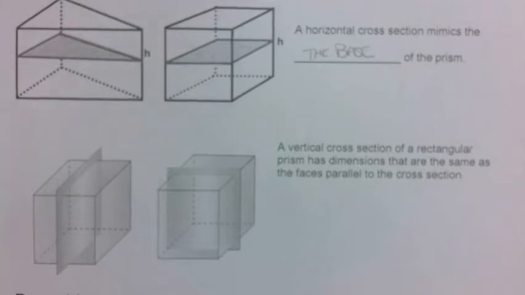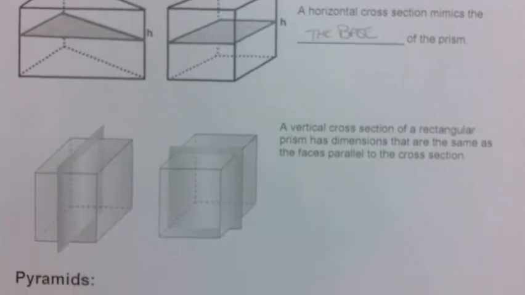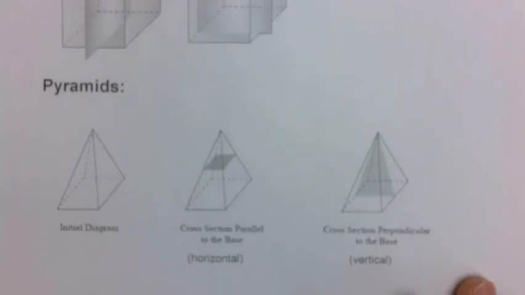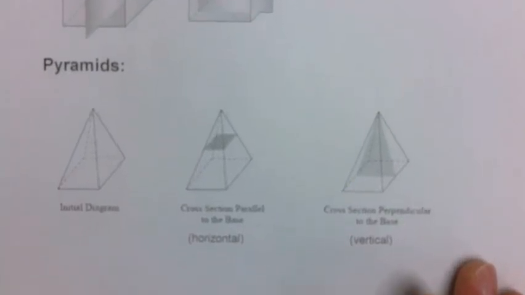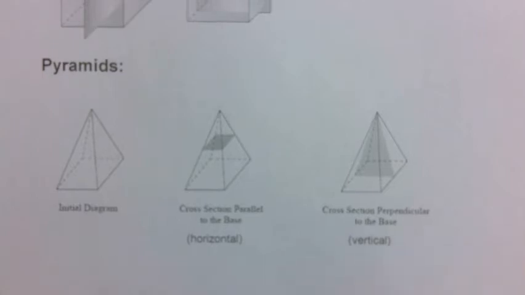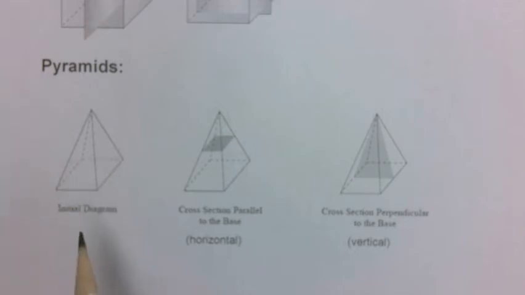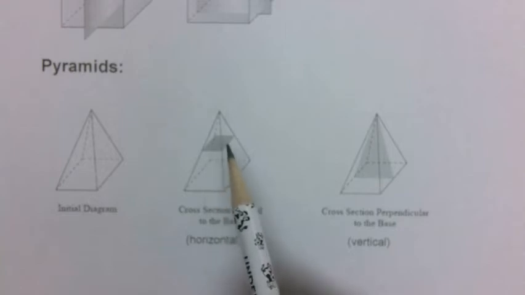Okay, it's a very similar story when we work with pyramids. Okay, with a pyramid, you can again slice vertically, which is going to be perpendicular to the base through the apex, or we can slice horizontally, which is going to be parallel to the base. So here's our initial diagram of our rectangular pyramid. This cross section right here, I have sliced parallel to the base, which is a horizontal cross section. When I slice horizontally parallel to the base, I again get a shape that's similar to the base. This was a rectangle, so this is also a rectangular cross section.